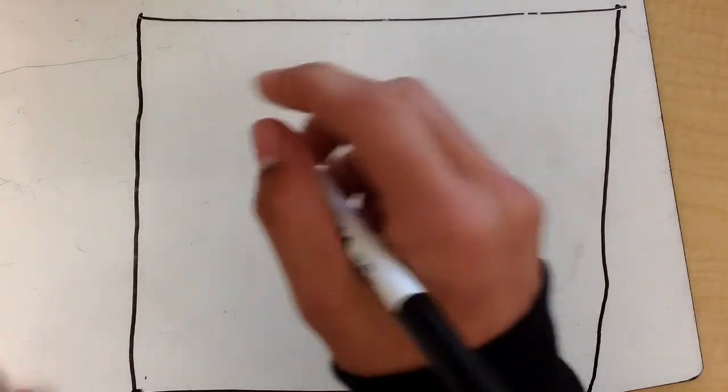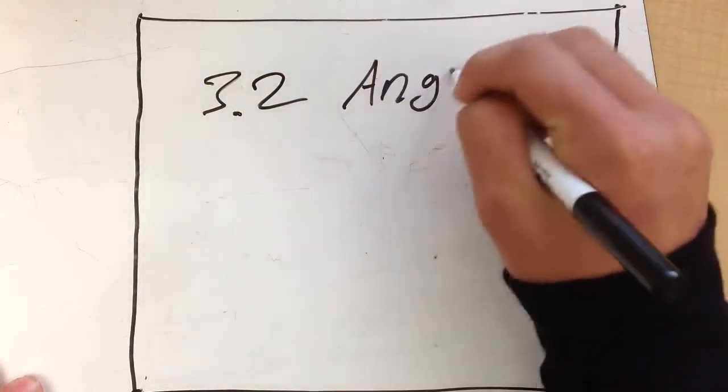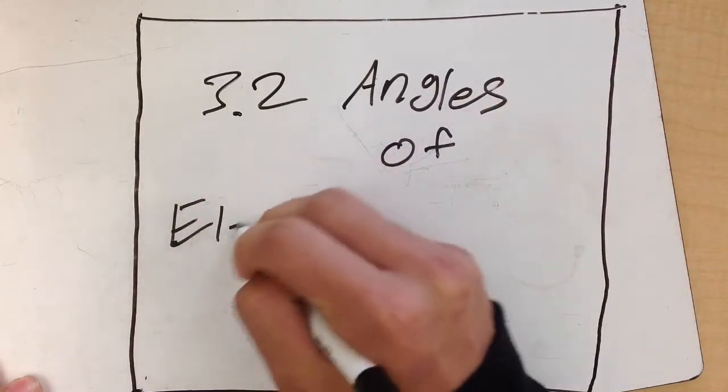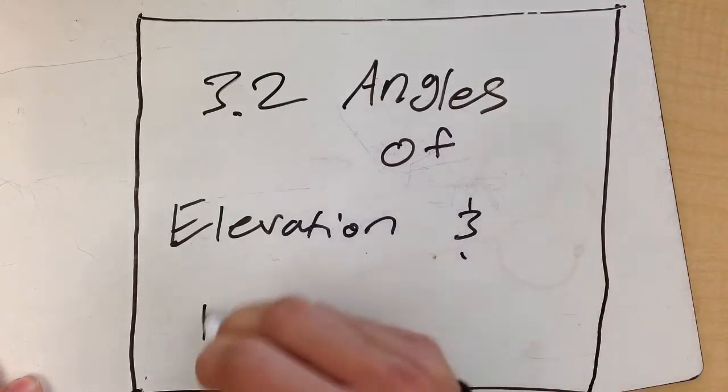Today we'll be doing 3-2, angles of elevation and depression.